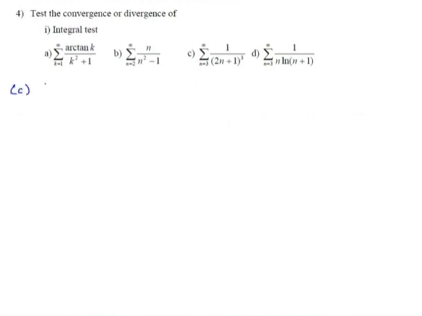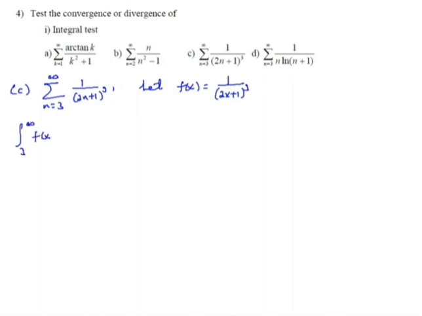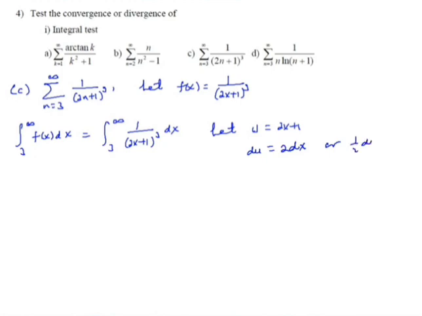With the c part, we have the series n starting from 3 up to infinity of 1 over 2n plus 1, the whole cube. So for this series take f of x equals 1 over 2x plus 1, the whole cube. The integral from 3 up to infinity of f of x dx is the integral from 3 up to infinity of 1 over 2x plus 1, the whole cube dx. You can use substitution. Let u be 2x plus 1, so du becomes 2dx, or half of du becomes dx.